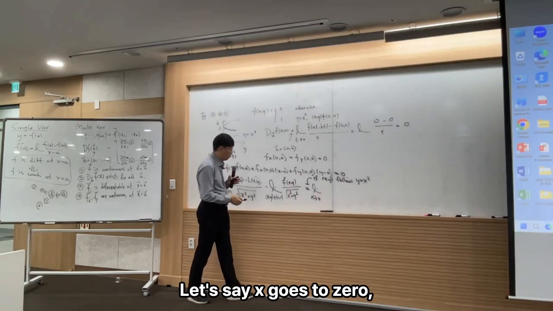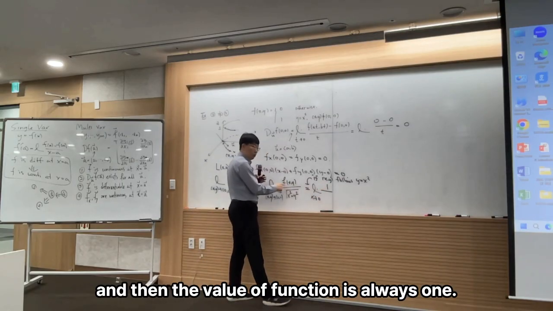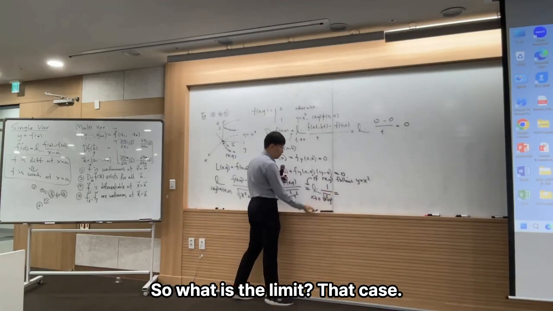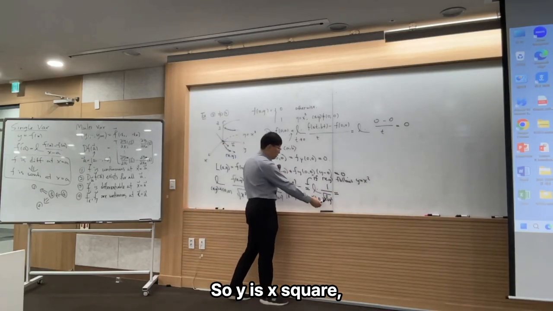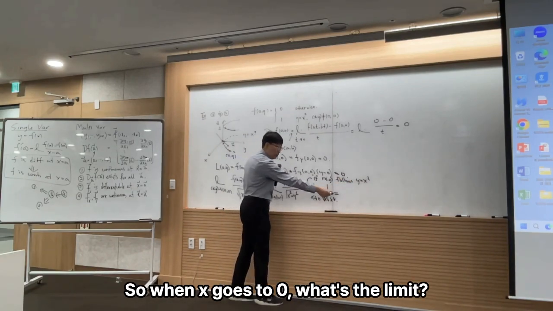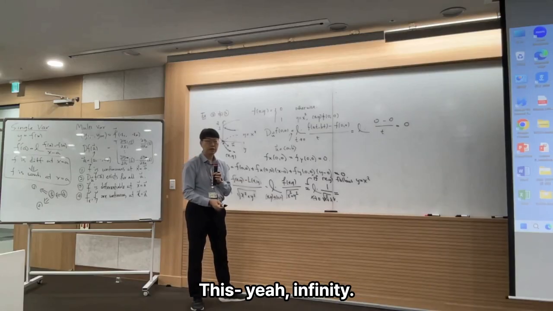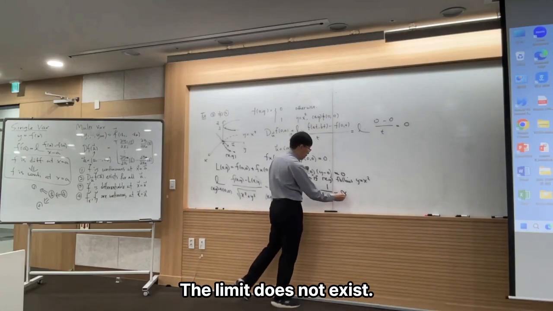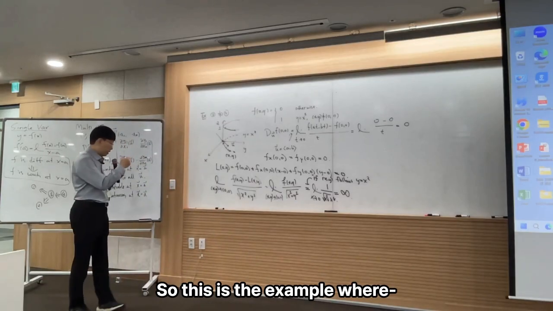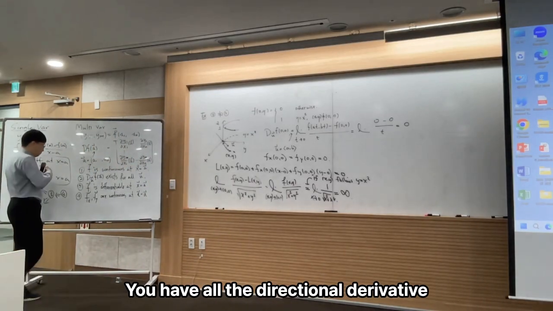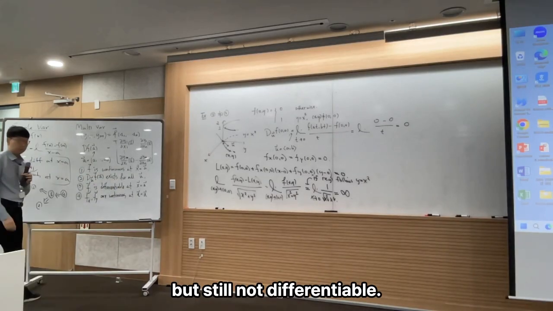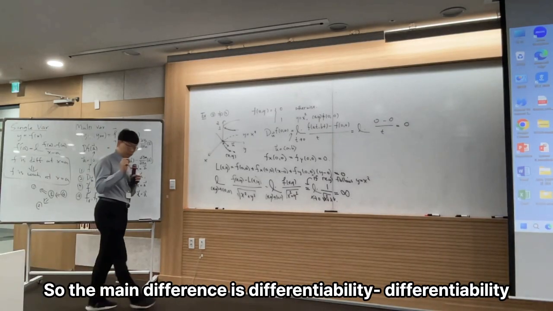Let's say x goes to 0. And then the value of the function is always 1. So 1 over the square root of x squared plus y squared. What is the limit in that case? y is x squared, so we get x to the fourth, right? So when x goes to 0, what's the limit? Infinity. The limit does not exist. So therefore, it's not 0. So therefore, it's not differentiable. So this is the example where you have the directional derivative in every direction at that point, but still it's not differentiable.